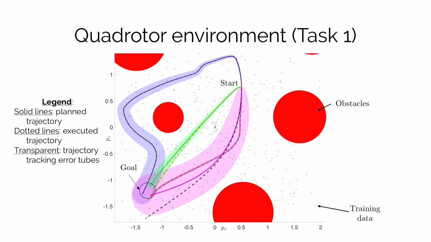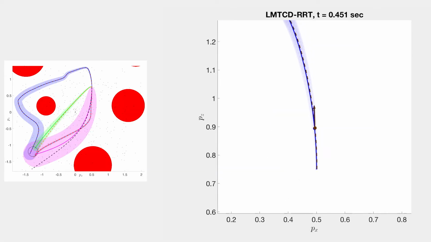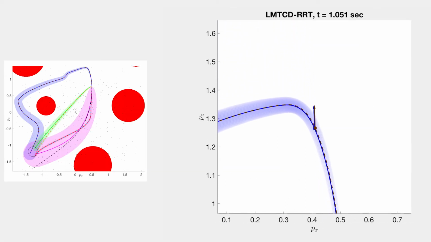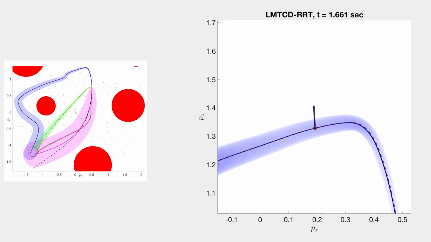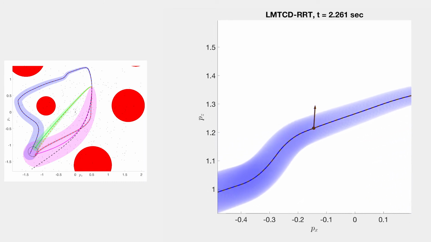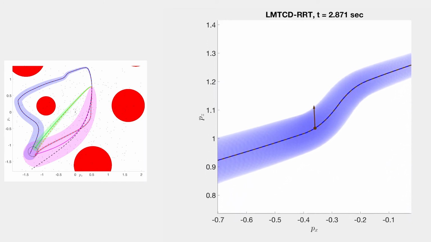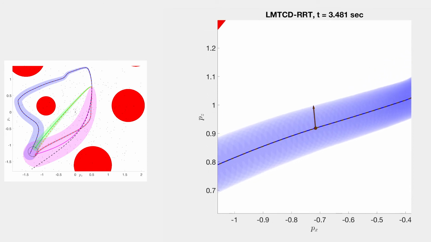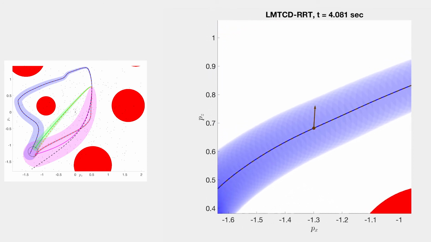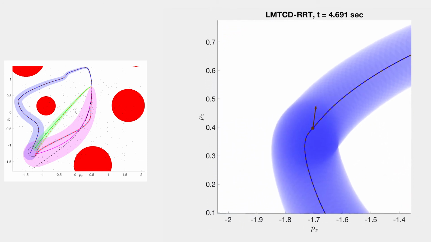Next, we visualize one set of results for the quadrotor system. This is the result of our method. The arrows here indicate the angular position of the quadrotor. As in the car example, we see that the system is again able to closely track the planned path in execution on a true system, and remains well within the computed tracking error tube.